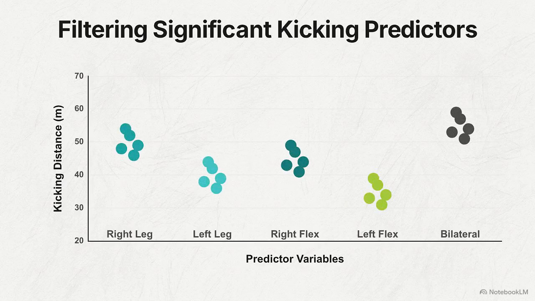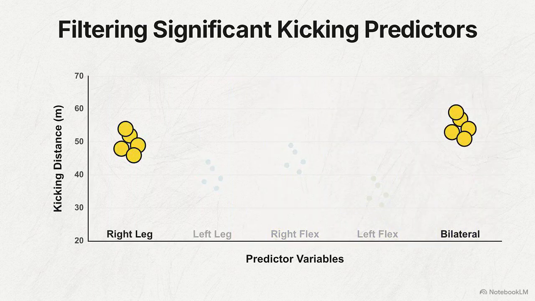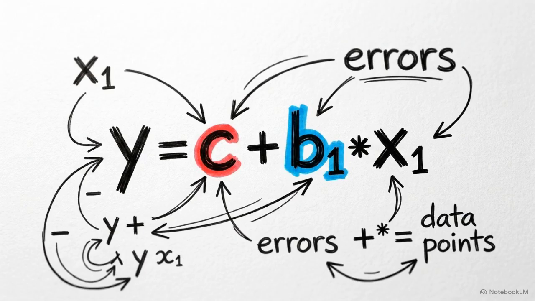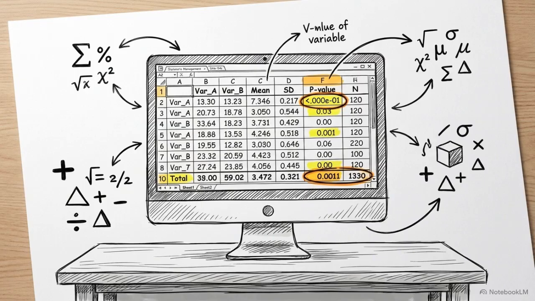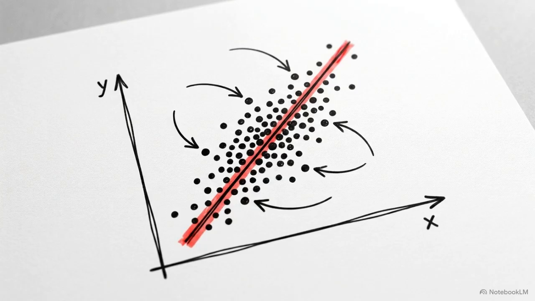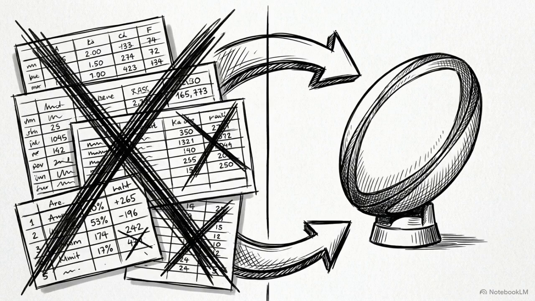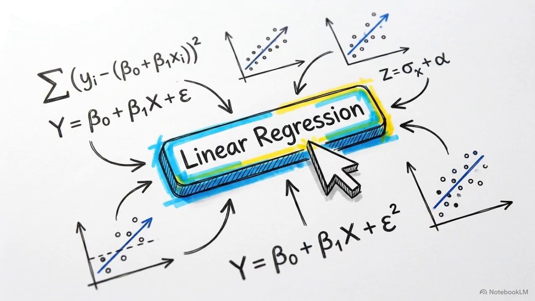To solve this, we will use multiple linear regression in JASP to filter out useless variables and generate a concrete, usable predictive equation. Before we start, make sure you have JASP open, the rugby kick CSV file loaded, and a basic understanding of simple linear regression. Mastering this technique condenses overwhelming, messy datasets into a single, focused mathematical tool for real-world prediction. Let's set up the model.